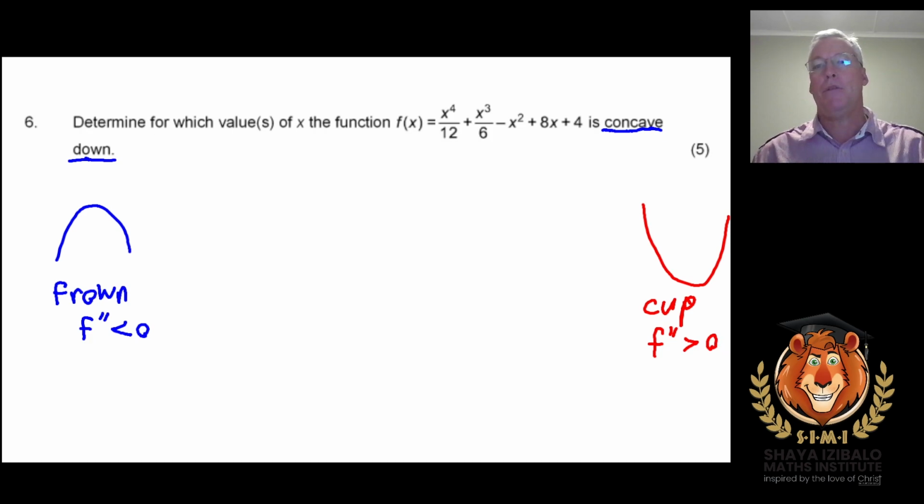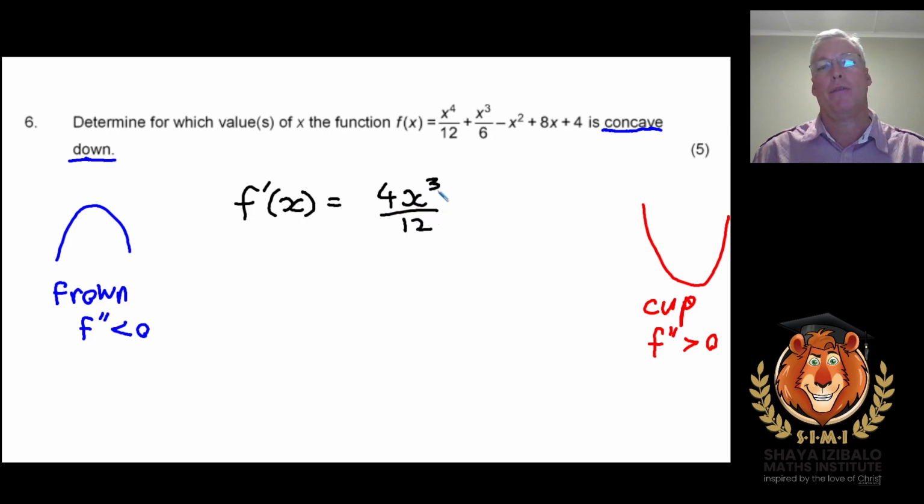Okay, right. So let's get to tackling this problem. Don't panic that it's got an x to the 4 and you don't know what that graph looks like. Let's just differentiate it a couple of times. The first derivative will be 4x cubed over 12. Notice the 12 is just a constant on the bottom. It'll be 3x squared over 6. It'll be minus 2x, and it'll be plus 8.